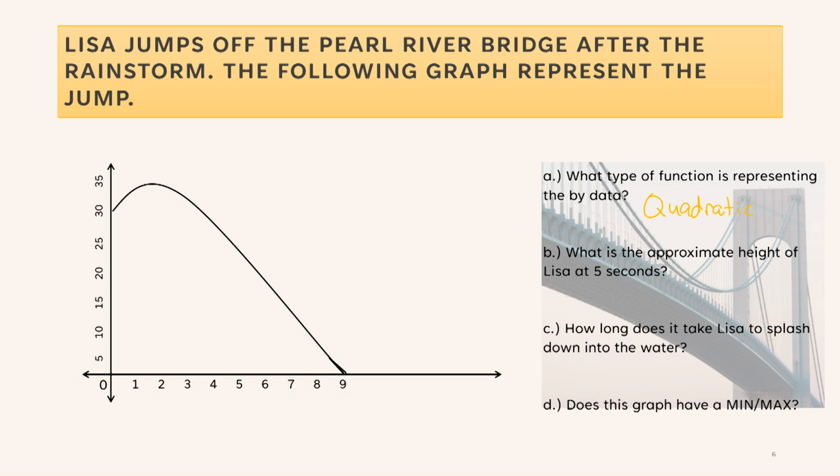All right, the next question asks, what is the approximate height of Lisa at 5 seconds? After she jumps and the seconds are ticking by, we want to know at 5 seconds about how far along Lisa is. Well, if we look, Lisa is about 25 feet off the water. So I'm going to put about 25 feet. Remember, we are always labeling our numbers. You always want to make sure that you're labeling your numbers.